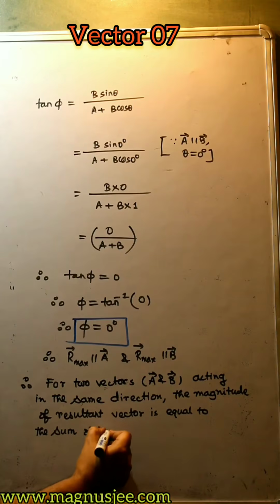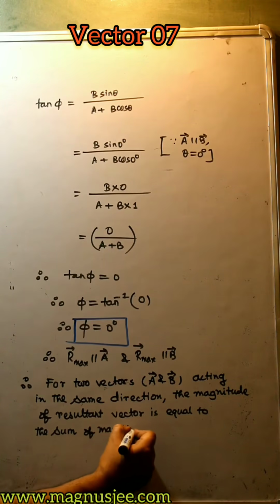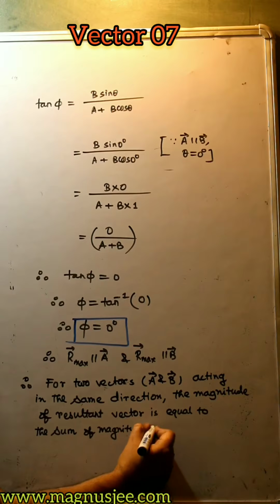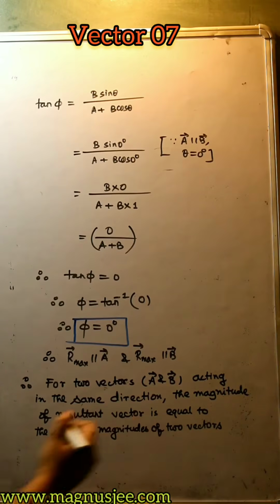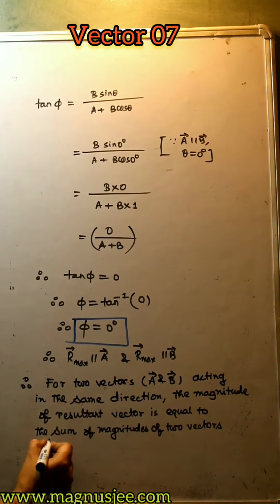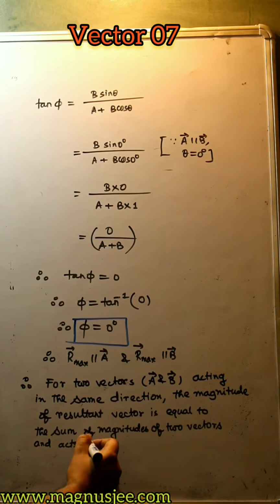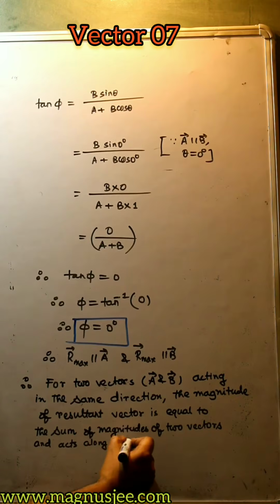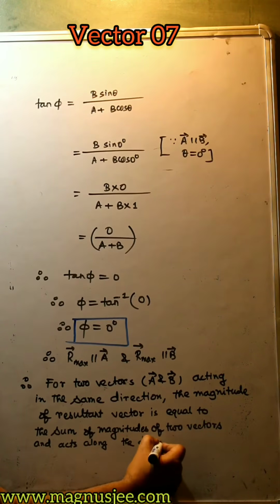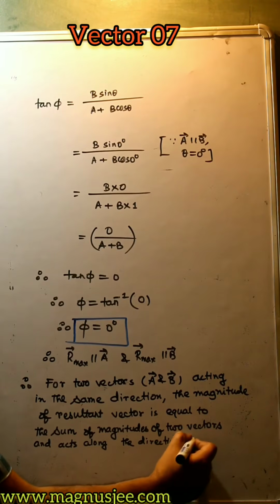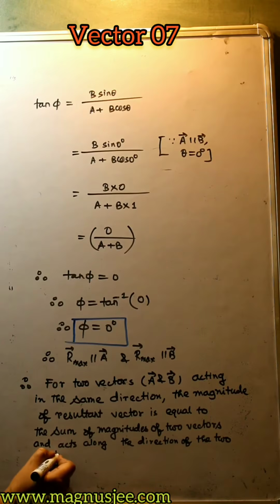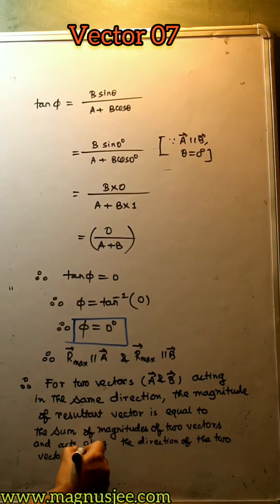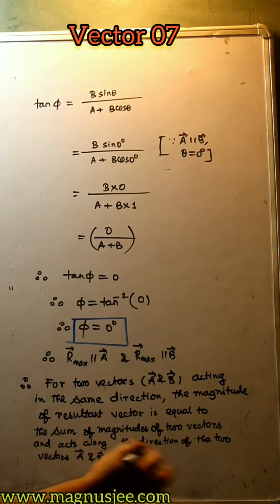the magnitude of the two vectors, vector A and vector B. That means mod vector R max is equal to mod vector A plus mod vector B. And this maximum resultant vector acts along the direction of the two vectors. That means this maximum resultant vector will be parallel to both the vectors A and vector B.